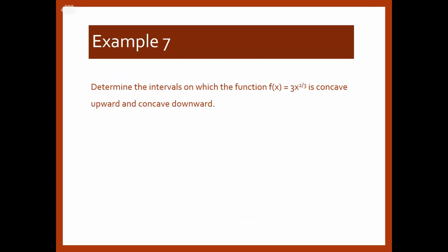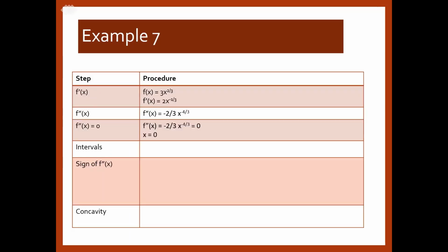You need to determine the interval on which the function is concave upward or concave downward. To solve, you need to differentiate the given function with respect to x first. You should get f prime x equal to 2x to the power of negative 1 over 3. Differentiate once again, you should get f double prime x equal to negative 2 over 3 x to the power of negative 4 over 3. By letting f double prime x equal to 0, you will obtain x equal to 0.